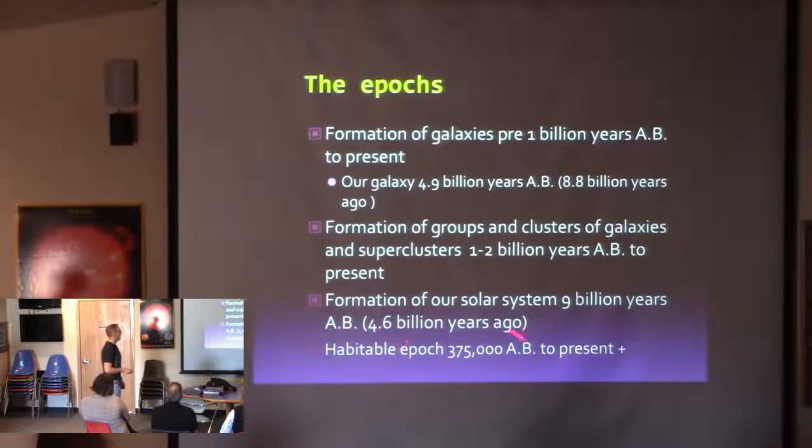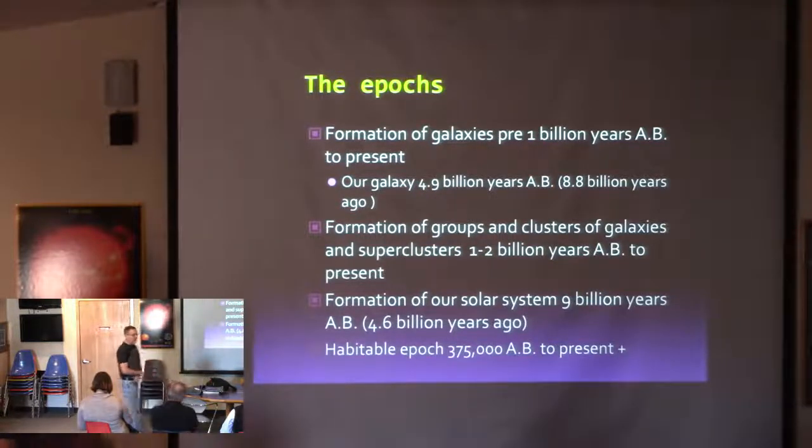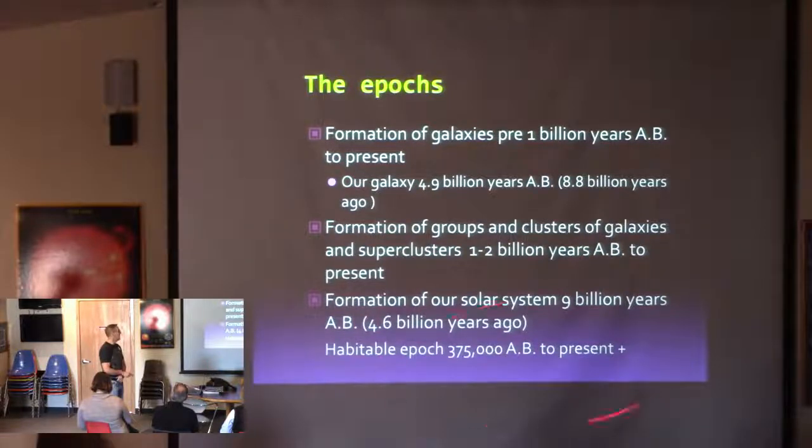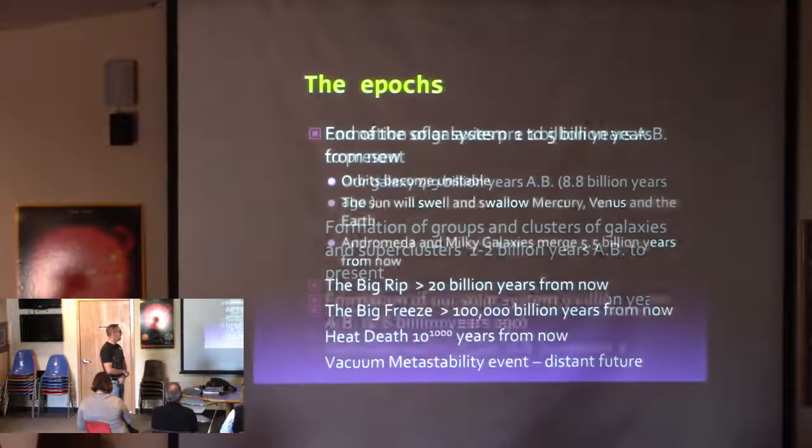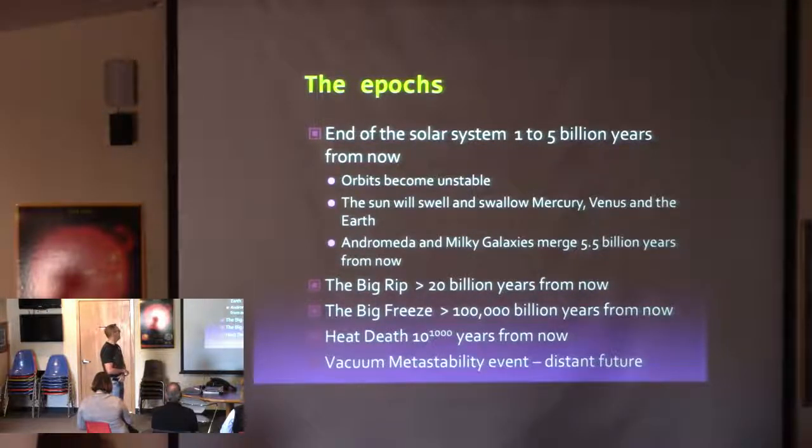The habitable epoch is about 375,000 years after the bang. Once the universe cooled enough that you could get stars and matter coming together, you're in the habitable time. The end of our solar system is about 1 to 5 billion years from now.